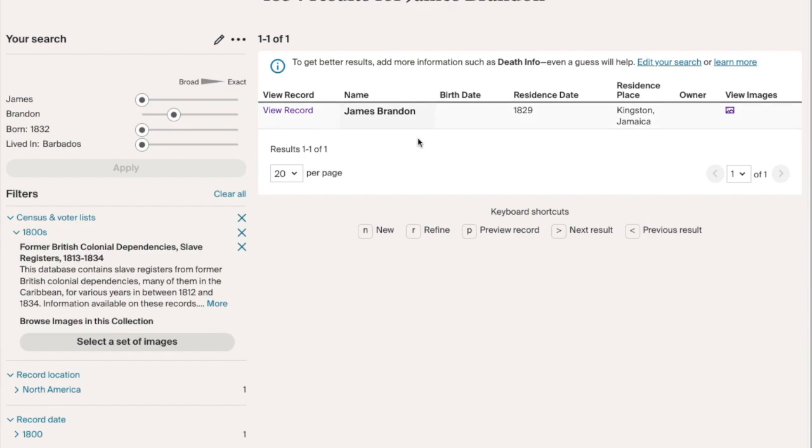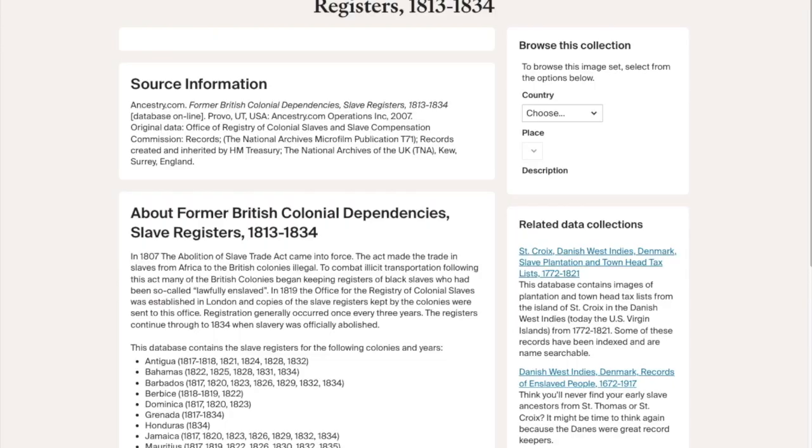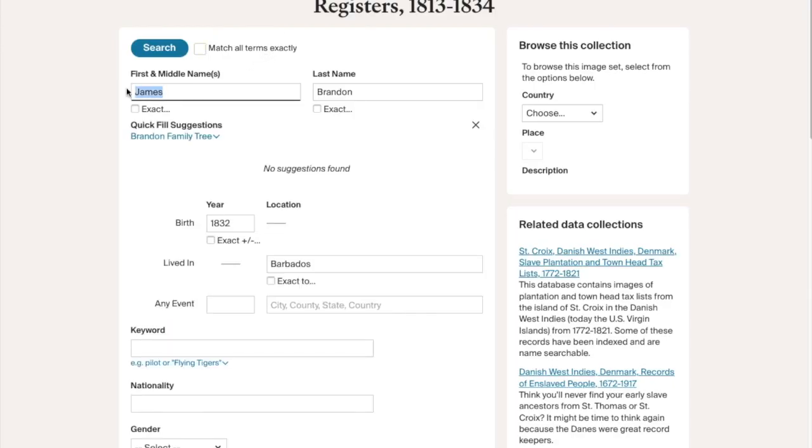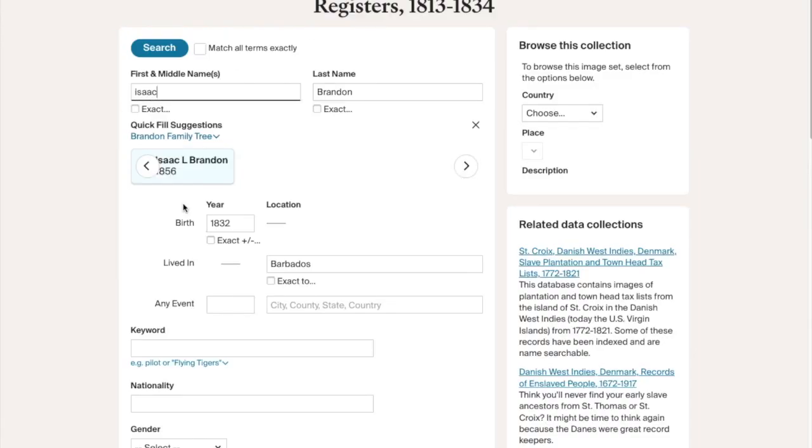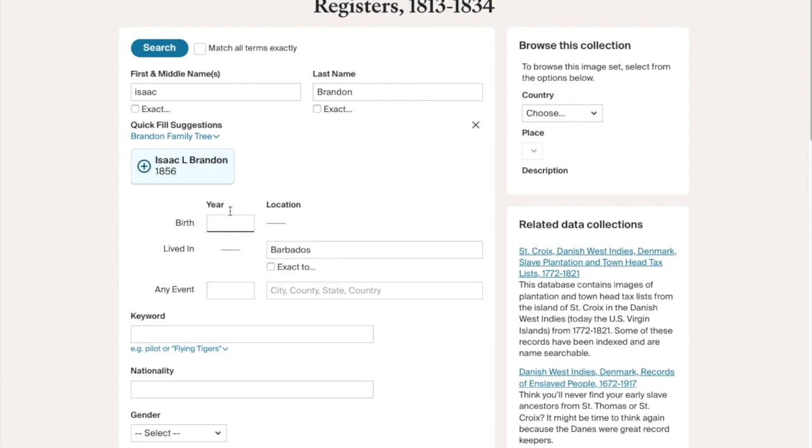And that's because the names that are coming up typically are the people who enslaved people, not the people who were enslaved. So this is where it really helped that I knew who some possible people that were enslaved. So the person that I suspected was the person who actually owned James Brandon Jr. at the time of 1832 when he was born was this gentleman, Isaac Lopez Brandon, who had also been born enslaved. And so let's go ahead and search for Isaac, and we're going to get rid of that birth year. Yeah, that's who we want.